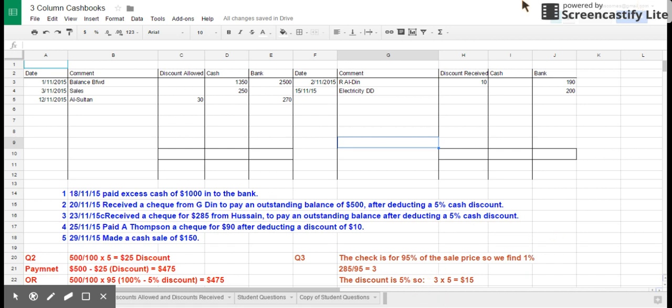Hi ladies and gents, welcome to the second podcast on Cashbooks. This time what we're going to do is look at 3-column Cashbooks.